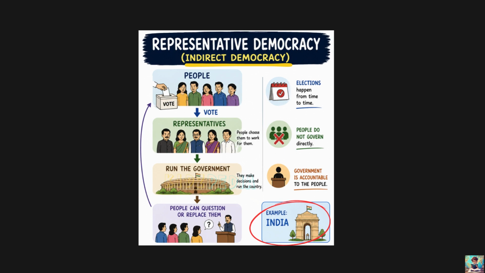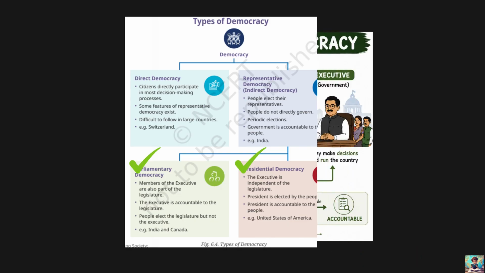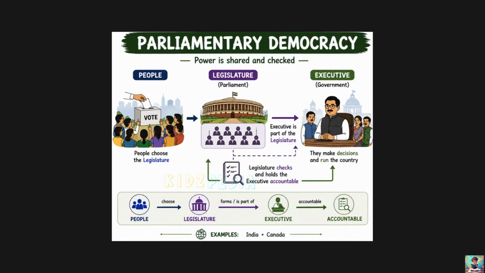for representative democracy. Now, representative democracy can be organized in two important ways: parliamentary democracy and presidential democracy. In parliamentary democracy, people elect the legislature such as parliament. The executive is part of the legislature and is answerable to the legislature. India and Canada are examples of parliamentary democracy.